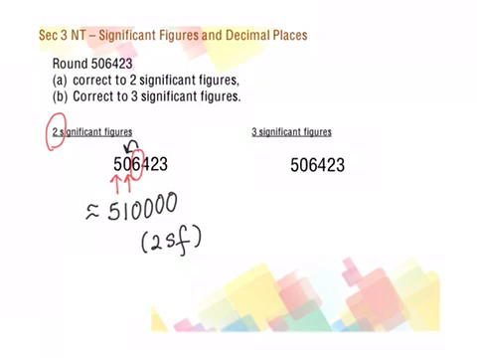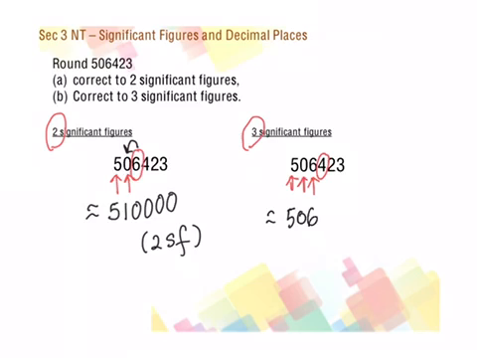Okay, next one. Now we're going to look at this number again, 506423, and we're going to round it off to three significant figures. So the first non-zero number is 5. This will be our first sig fig, following which 0 will be the second sig fig, and 6 will be the third sig fig. But in order to round off the answer to three significant figures, I'll need to look at the fourth sig fig, which is the number 4. Is this number bigger or less than 5? Well, this number is less than 5, hence we will need to round down.